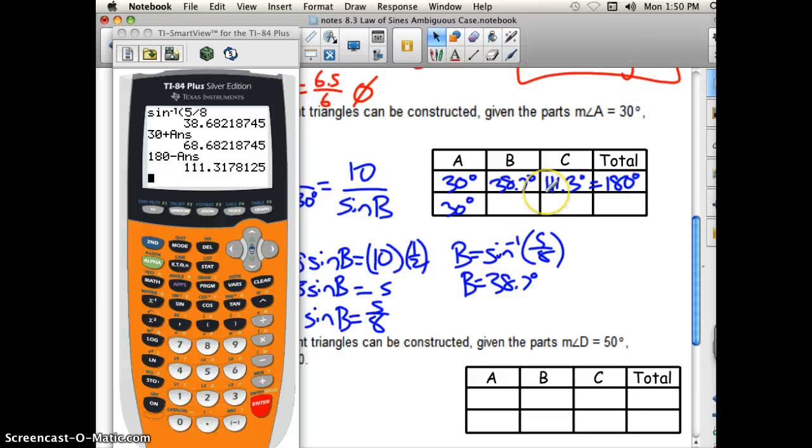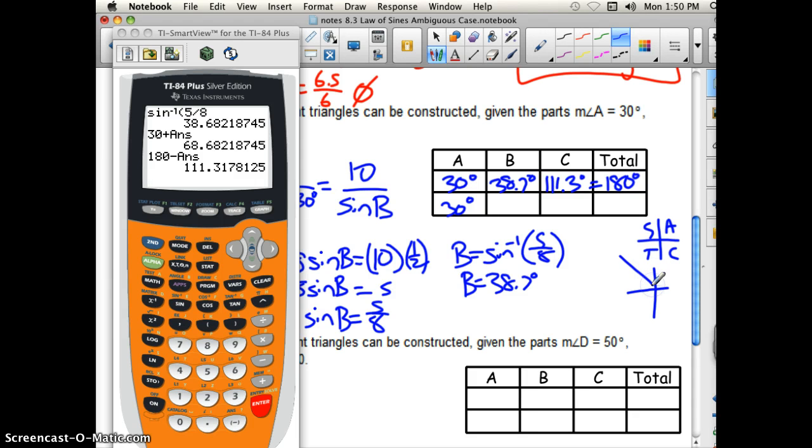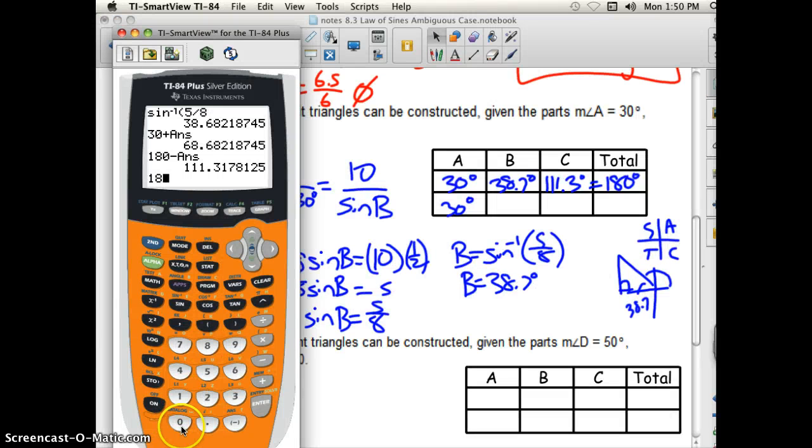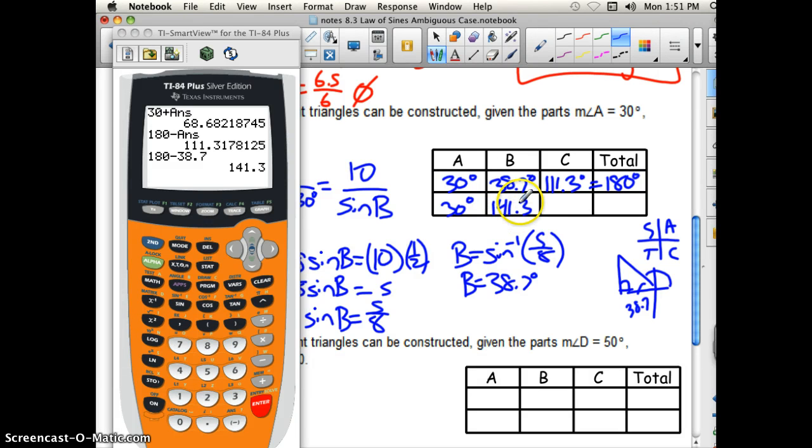What's the possibility with the second triangle, though? Since sine is positive in both the first and second quadrant, I could have a 38.7 degree reference angle here, and I will get the same value. So if I do 180 minus 38.7, I'm going to get 141.3. So that's my other possibility for B, 141.3. That's why it's ambiguous. There's more than one possible answer here.